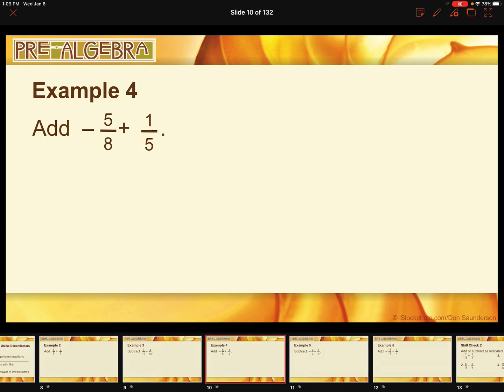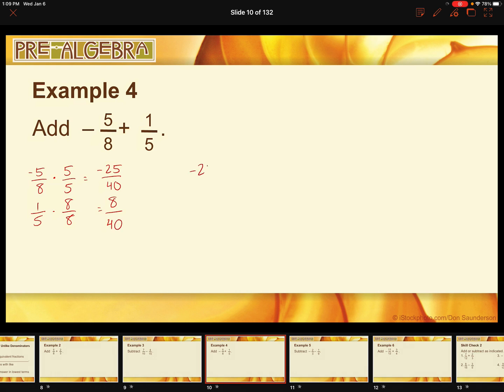The next few examples have negative numbers. That doesn't change your steps, you just need to remember your positive and negative rules as well. So let's think of the least common multiple between 8 and 5. Well, that's going to be 40. So I'll multiply this one by 5 over 5 to get negative 25 over 40. And 1/5 times 8 over 8 to get 8 over 40.